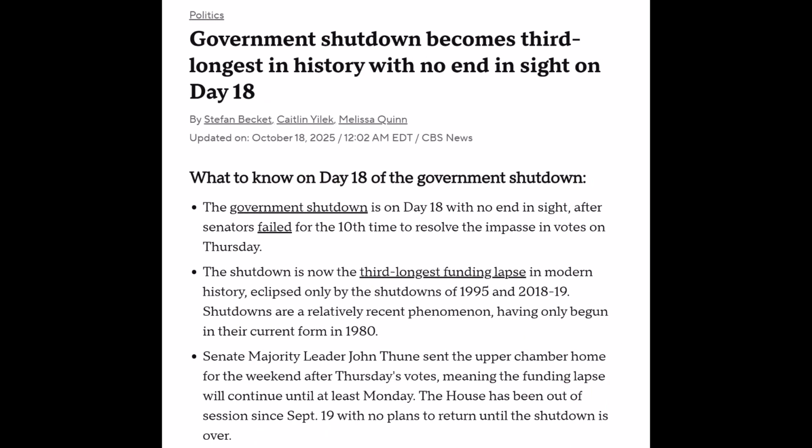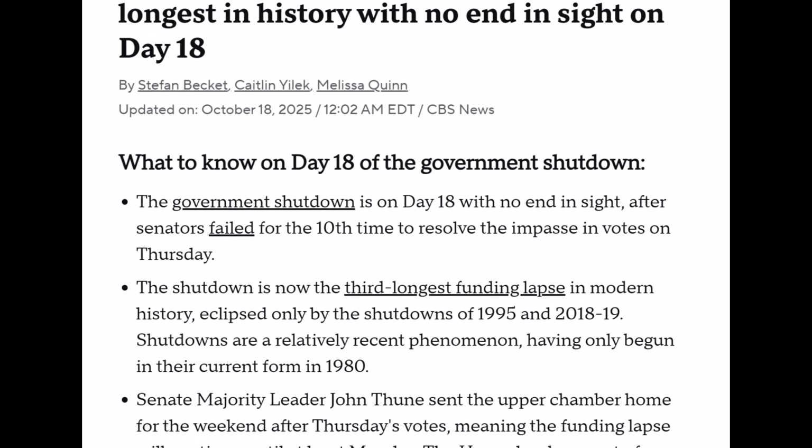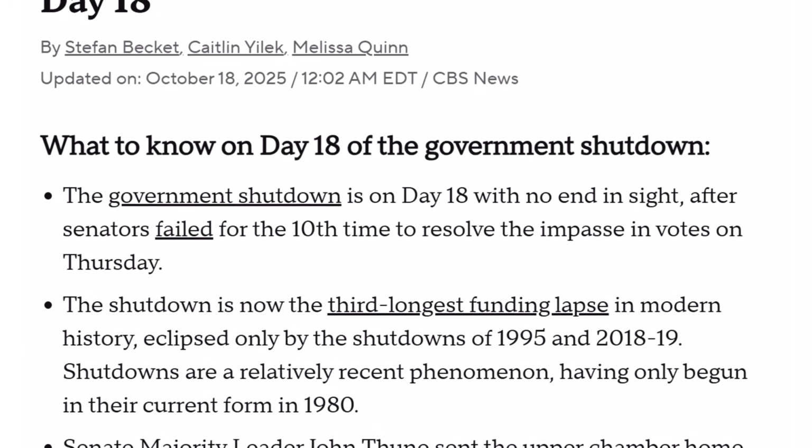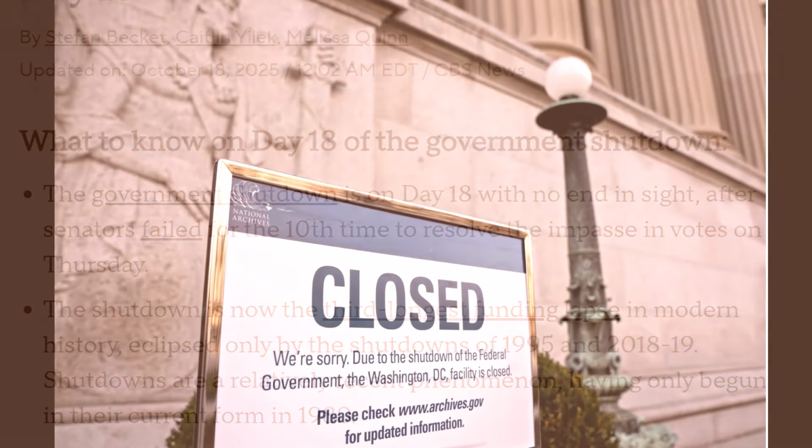As of Friday afternoon, October 17th, the current shutdown is now the third longest funding lapse in modern history, on day 17 with no end in sight after senators failed for the 10th time to resolve the impasse.